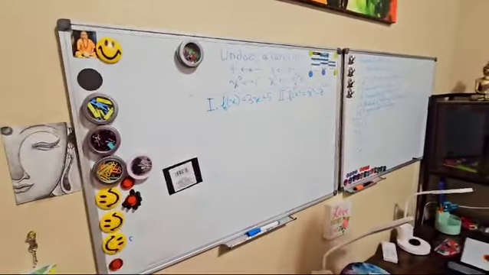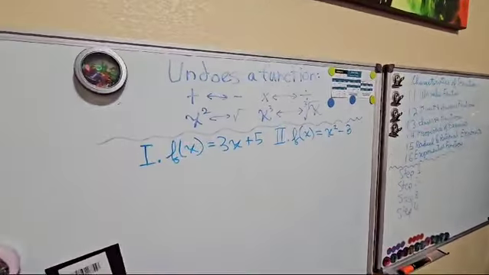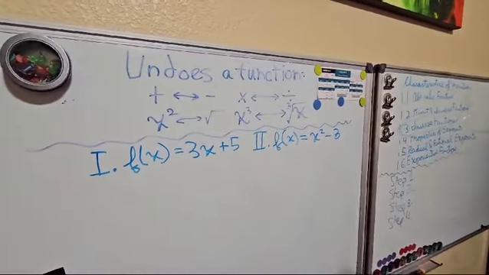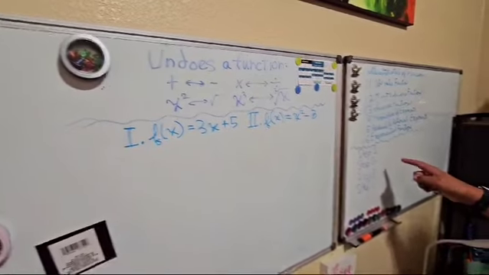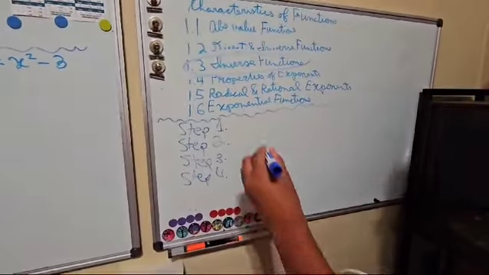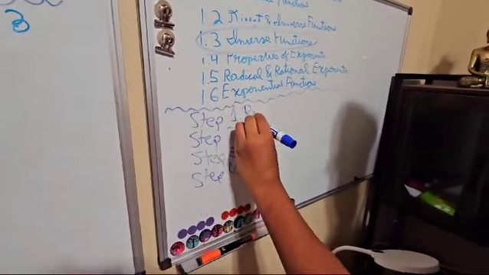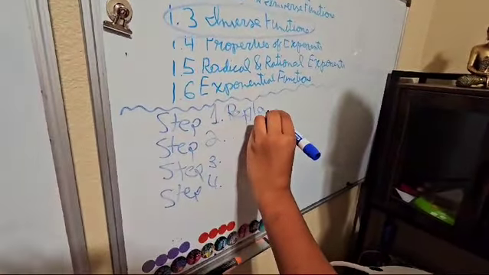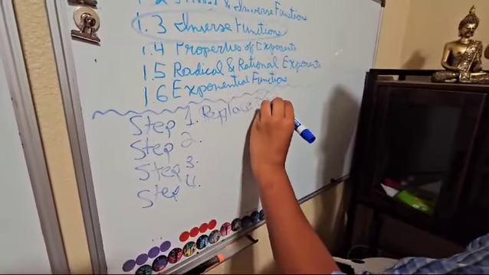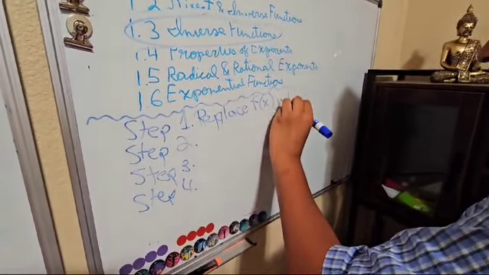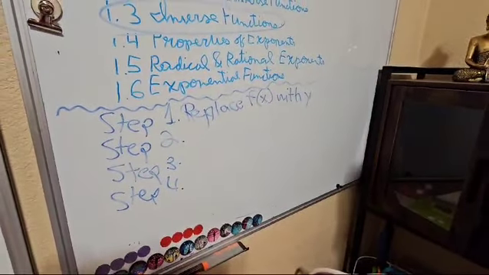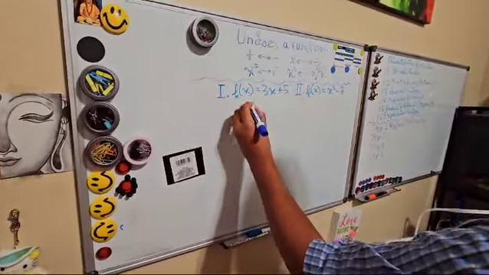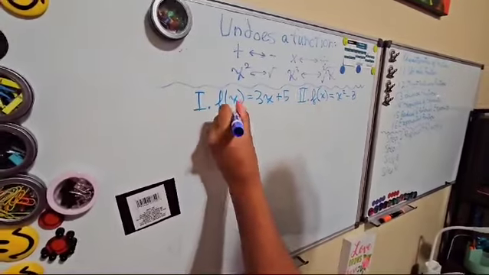So this is one example of how to solve an inverse function. So f of x is equal to 3x plus 5. For the first step, one is to replace f of x with y. So back to this example. You replace f of x with y to make things easier for yourself.